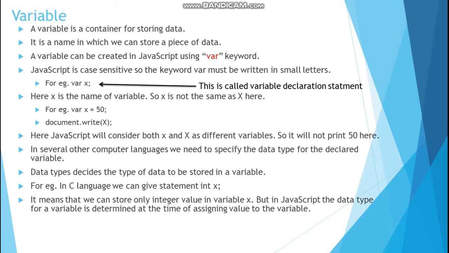But in JavaScript, the data type for a variable is determined at the time of assigning a value to the variable, not at the time of declaration. At the time of assigning a value, it determines the type of data in the variable. For example, var x; is a declaration statement. It will not determine the data type of variable x, but when we give x = 50, it will create variable x of integer type. So this is how JavaScript works.